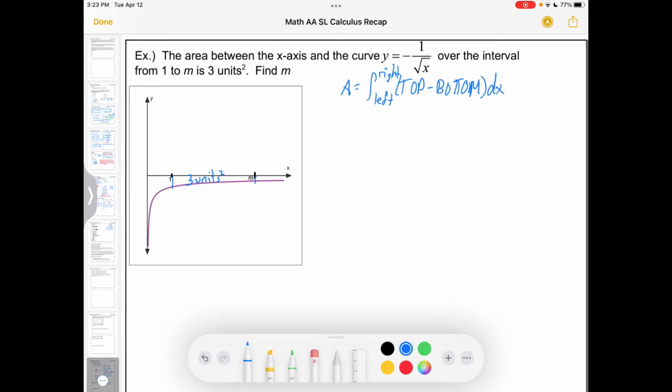Anytime I want area, it's the integral from left to right of the top function minus the bottom function. So the area here is 3. The left boundary is 1. The right boundary is m. The top function in this case is y equals 0. Okay, so I would have 0 minus the bottom function. And the bottom function is the one that's given. It's negative 1 over root x.